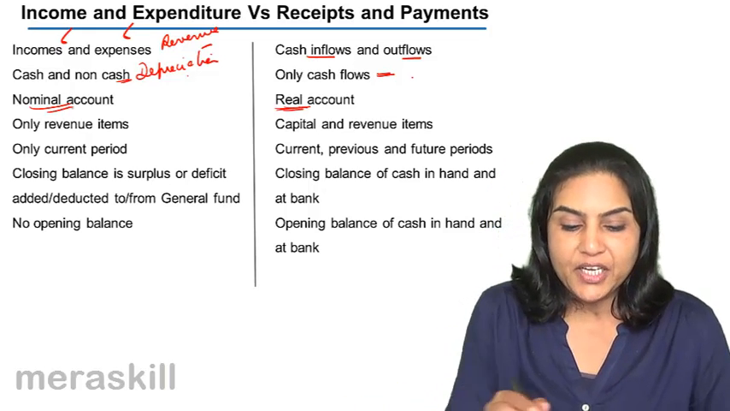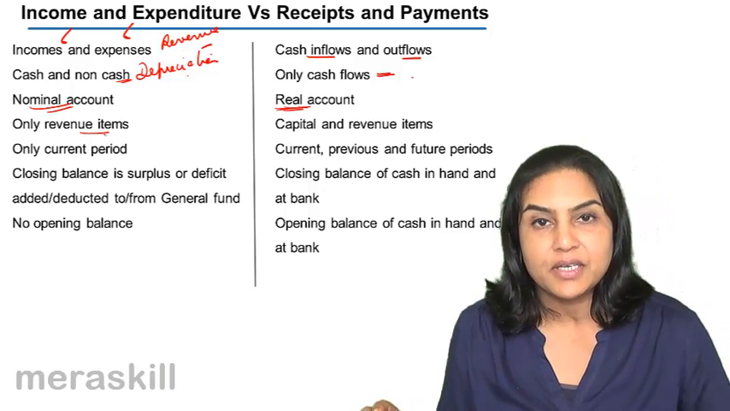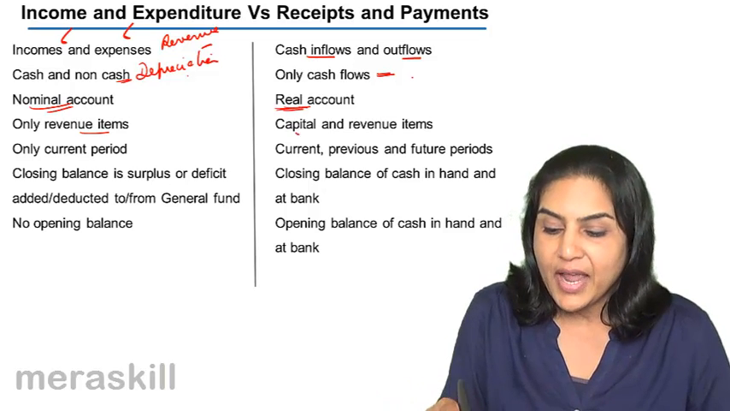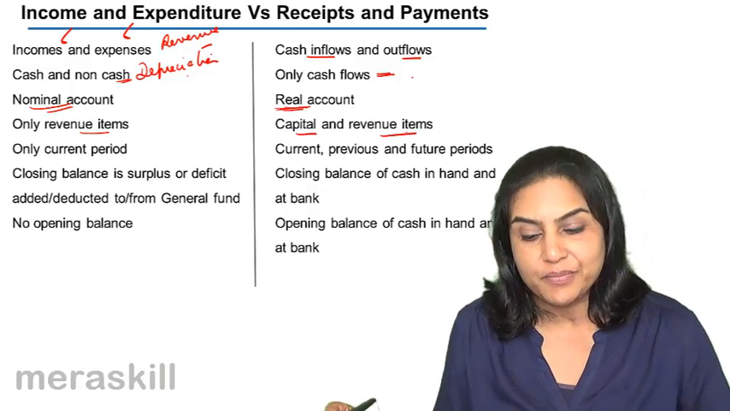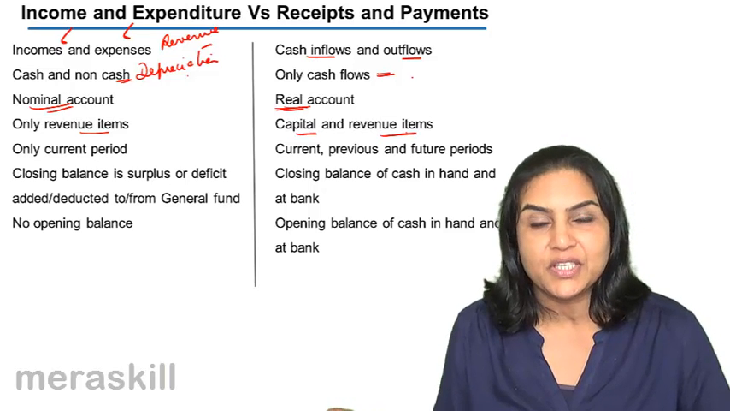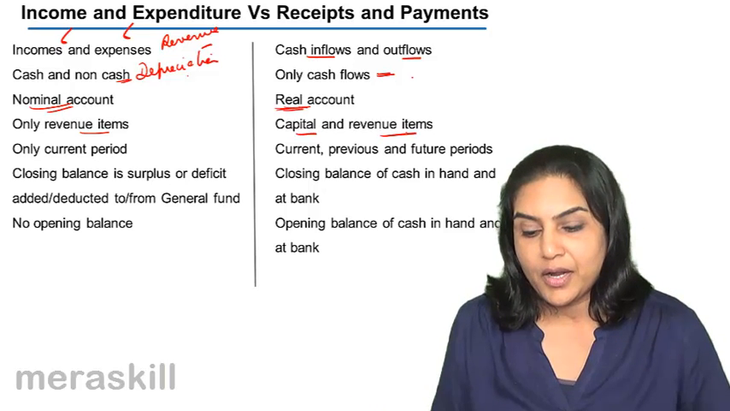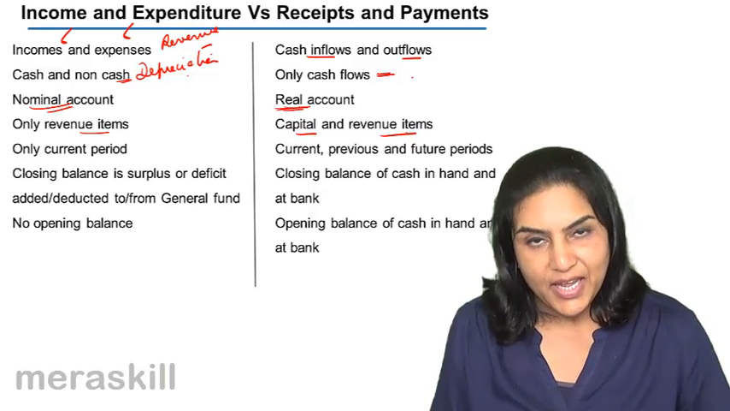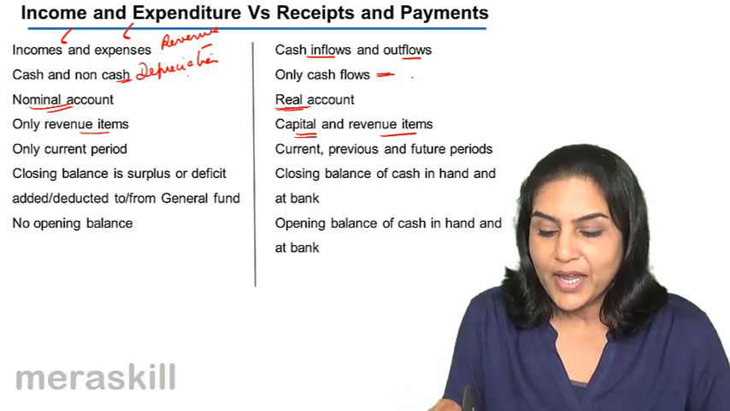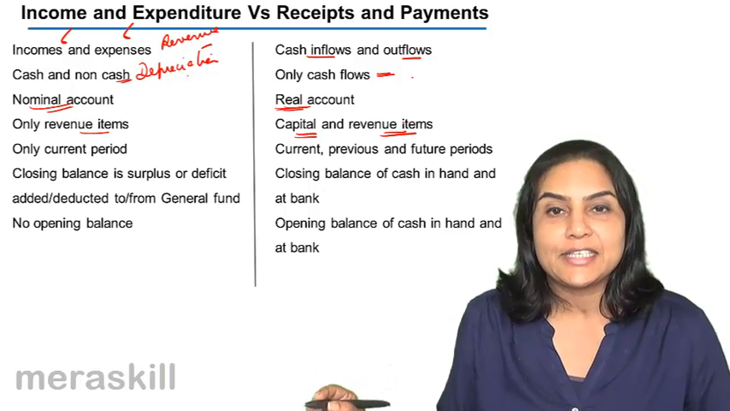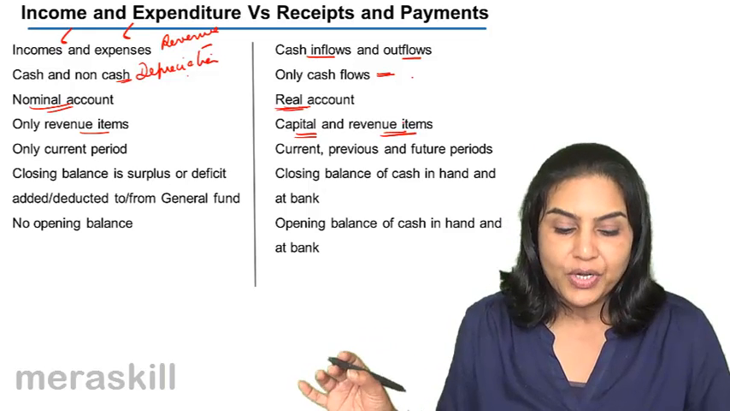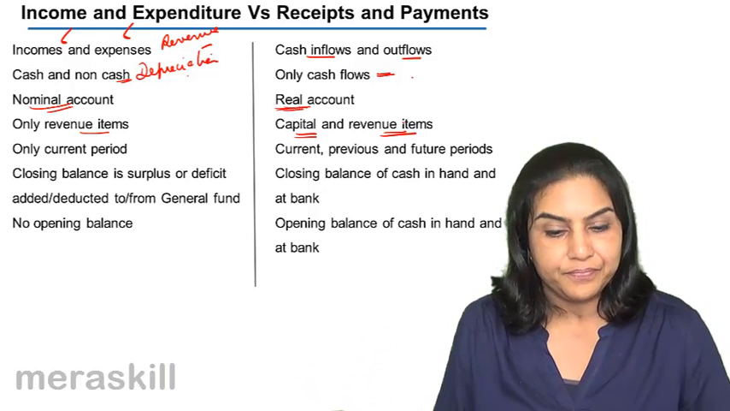In income and expenditure, only revenue items are considered, but of course in the receipts and payments account, capital as well as revenue items are considered. Purchase of furniture, purchase of investment, sale of any asset, and so on. Anything which involves a cash flow, whether capital or revenue, finds its place in the receipts and payments account. But income and expenditure, only revenue items.